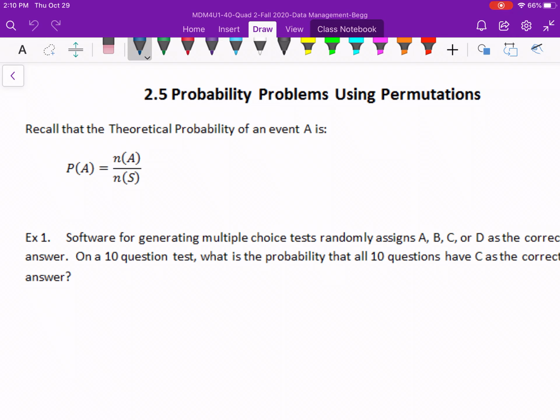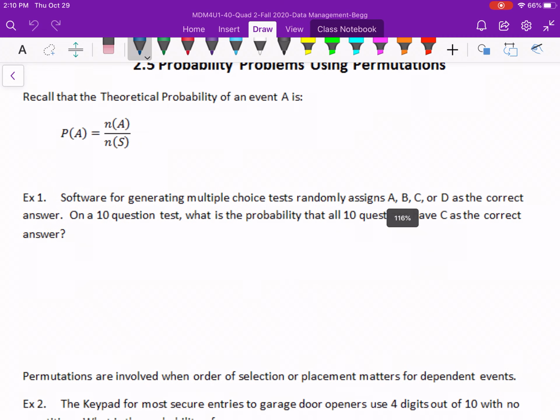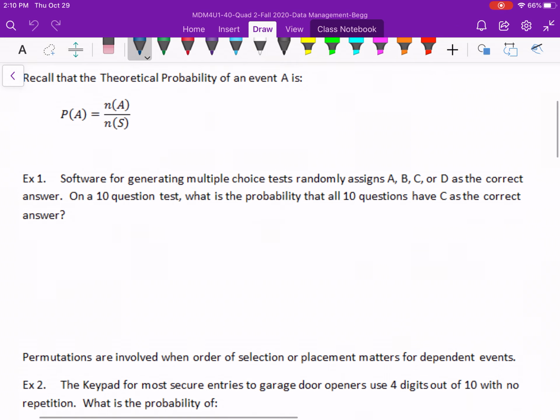And so, N of A is just the number of ways of doing something successfully, whatever it is. And by successful, we mean whatever it is we're measuring. And N of S is just the total number of ways that something can happen. So, let's just get to our first example.